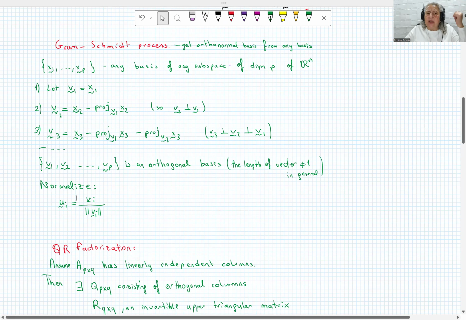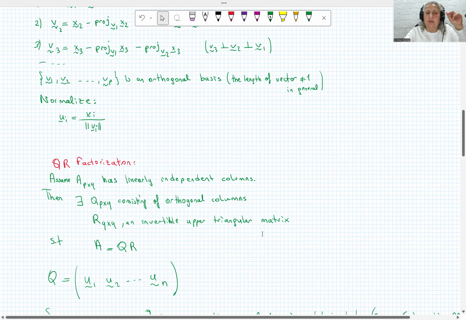Now, the next step is very important. We normalize, which means every vector here you divide by its length. Then the u_i will give you an orthonormal basis. And that is the Gram-Schmidt process. The Gram-Schmidt process is related to the QR factorization, so let me talk about the QR factorization.